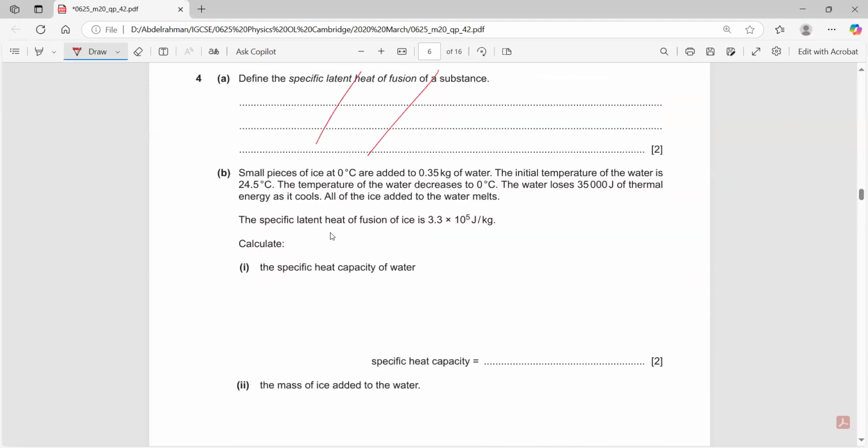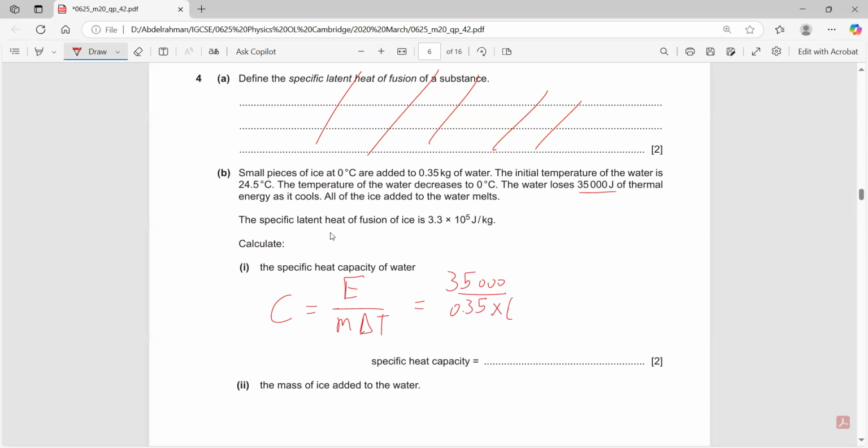Specific latent heat, this part of the question is cancelled. We can only solve part I. We can only find the specific heat capacity. Specific heat capacity, C equals energy over M delta T of the water. The energy lost by the water is 35,000 joules. The mass of the water is 0.35 kilograms.